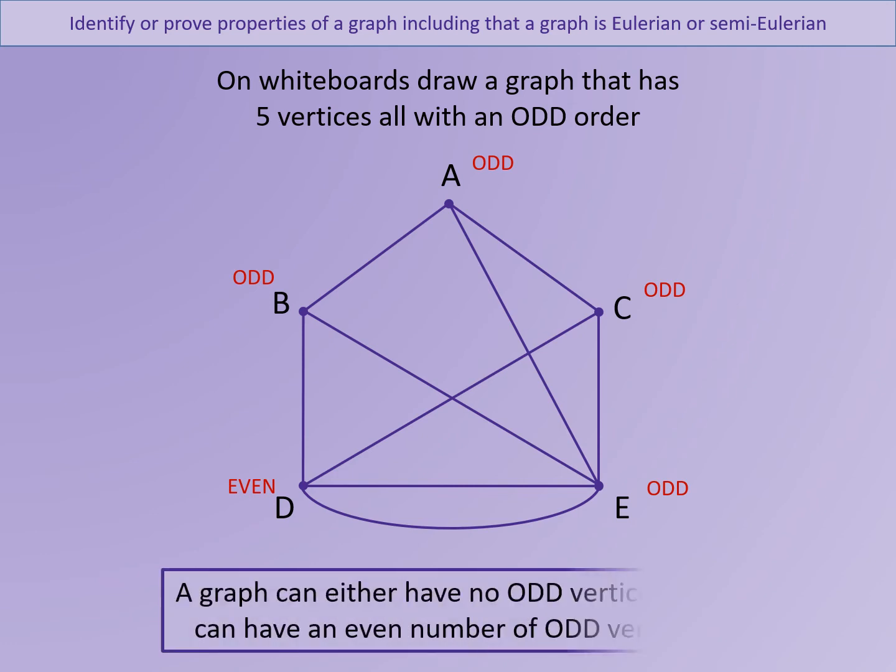Now, the reason this is impossible is due to the rule: a graph either has to have no odd vertices or it has to have an even number of odd vertices. This is to do with the fact that each edge has 2 ends to it, so contributes 2 towards the overall sum of the orders. And if there were an odd number of vertices that each had an odd order, then the overall sum would be an odd number. So this wouldn't be possible given that the number of edges multiplied by 2 would always be even.